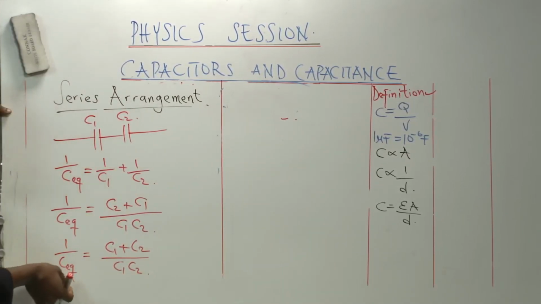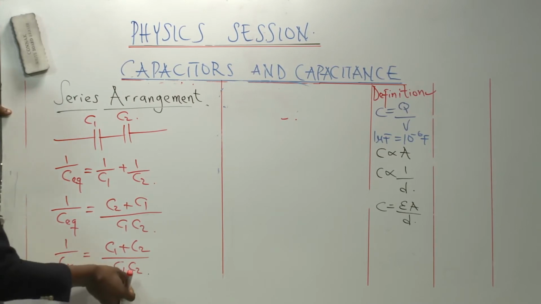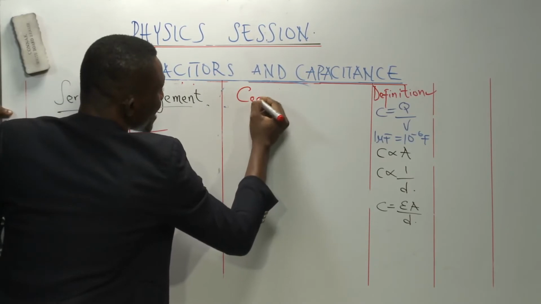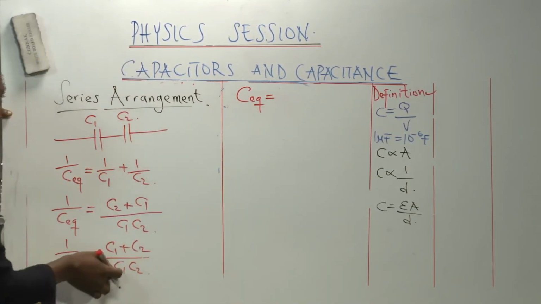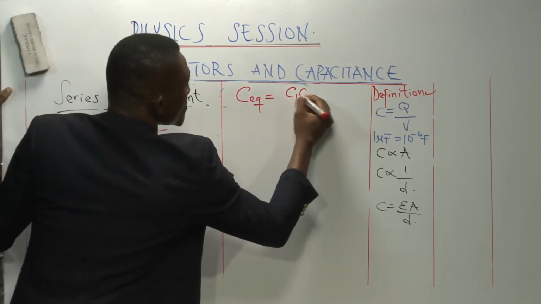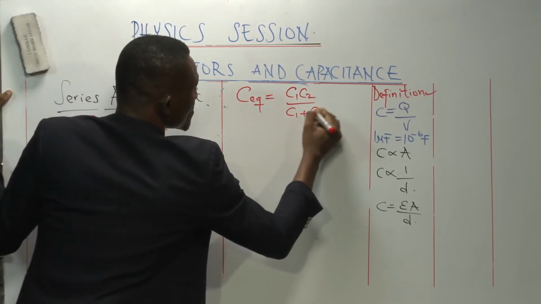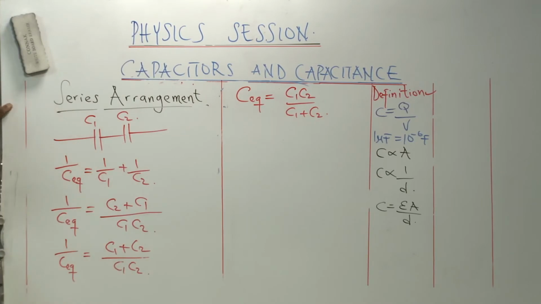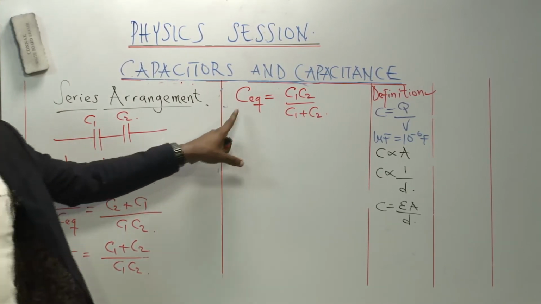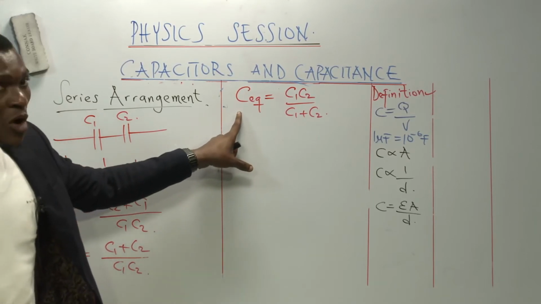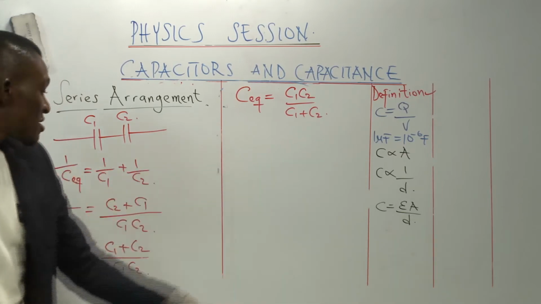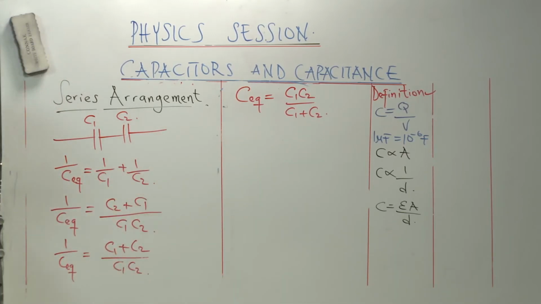So I want to bring C equivalence up, and the same thing happens to what I have here. So I can say that C equivalence is equal to, this one comes up now, and this guy goes down. So you can see that now. For capacitors arranged in series, the C equivalence is equal to C1, C2 divided by C1 plus C2. You can see that, very simple.